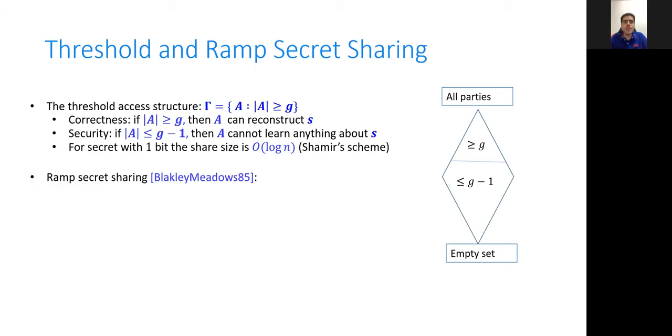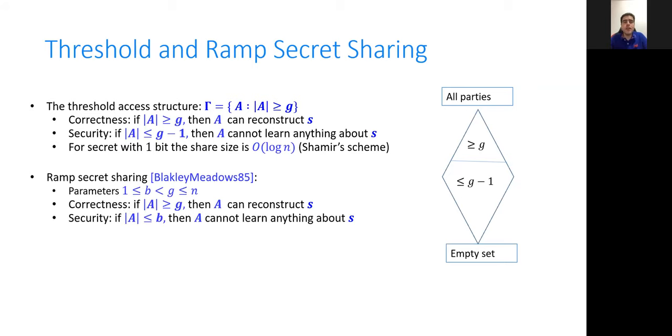RAM secret sharing was introduced by Blakley and Meadows in '85. There are two parameters, B and G, where B stands for bad and G stands for good. In correctness, just like in a threshold scheme, any set of size G should learn the secret. However, for security, we require that any set of size less than B should get nothing about the secret. And now we don't care about sets of size between B and G, and these are don't-care sets.